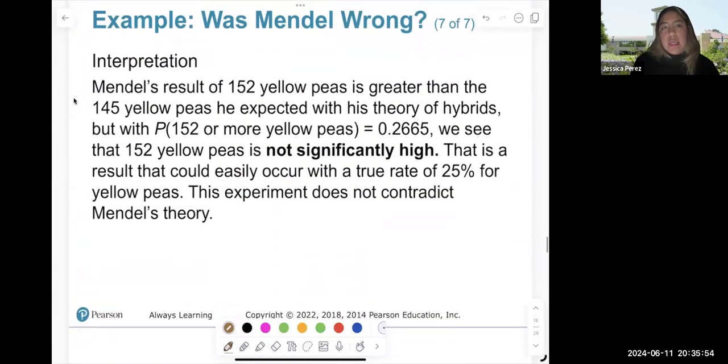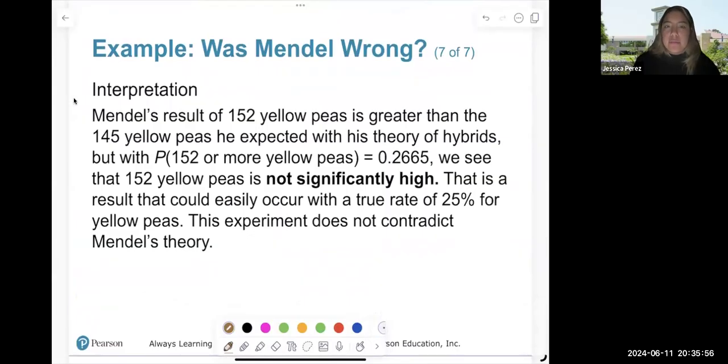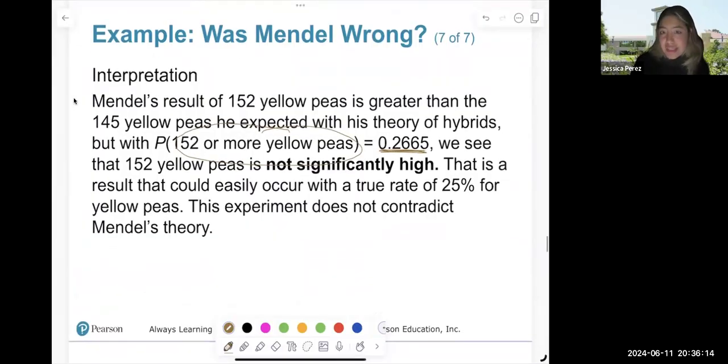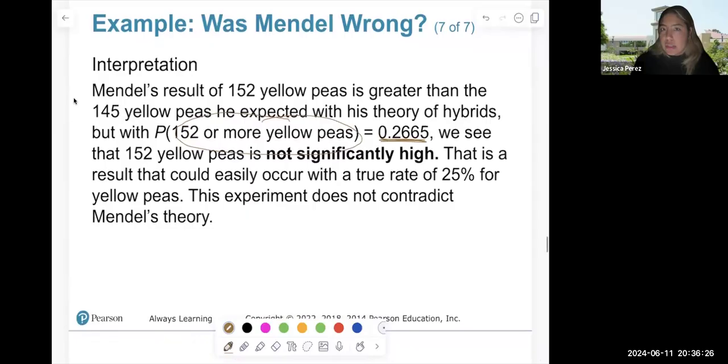So the interpretation is that Mendel's result of 152 is greater than the 145 he expected with his theory of hybrids, but P of 152 or more is, look at this, 0.2665. So that's not significantly high. Look at the percent, 26%. Okay. So in reality, this experiment does not contradict Mendel. So he's not wrong.